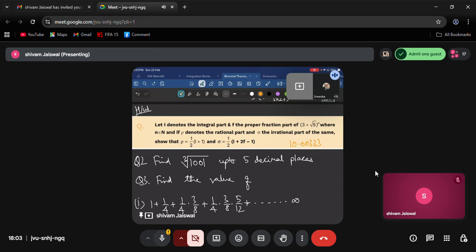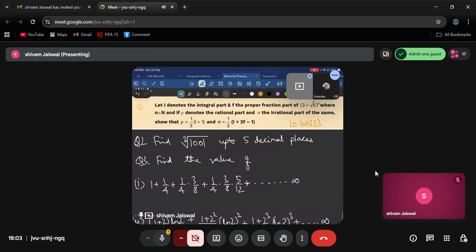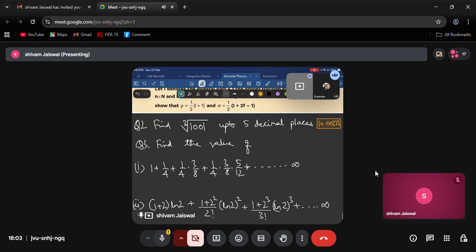Okay, next. Oh, wait a minute. This is the answer of number two: 10.00 double triple three. Next, number three: we need to find the sum of the series. Part one, the answer is square root of two. Anyone having any doubt, you can ask me now.